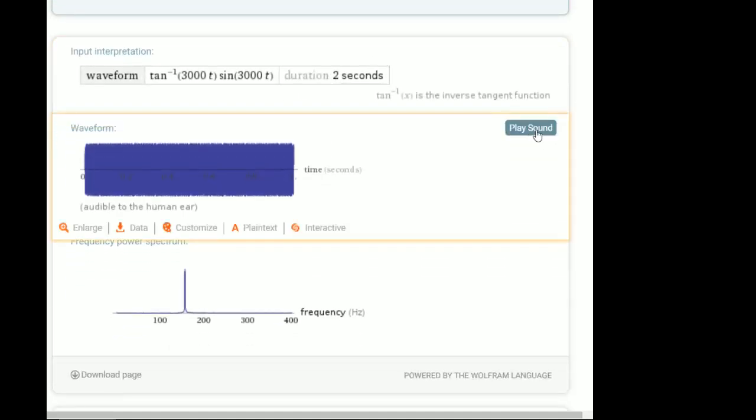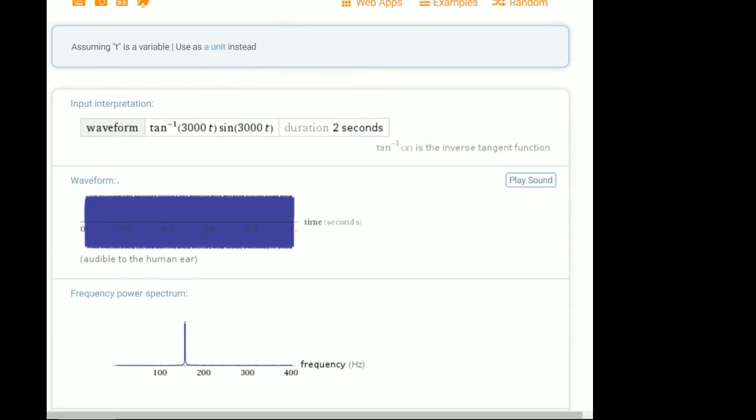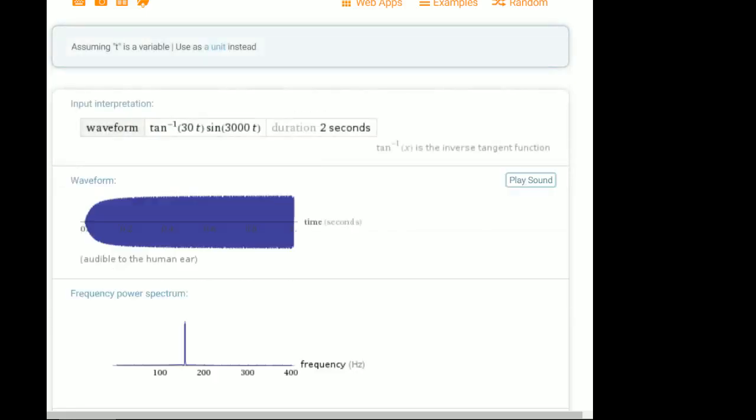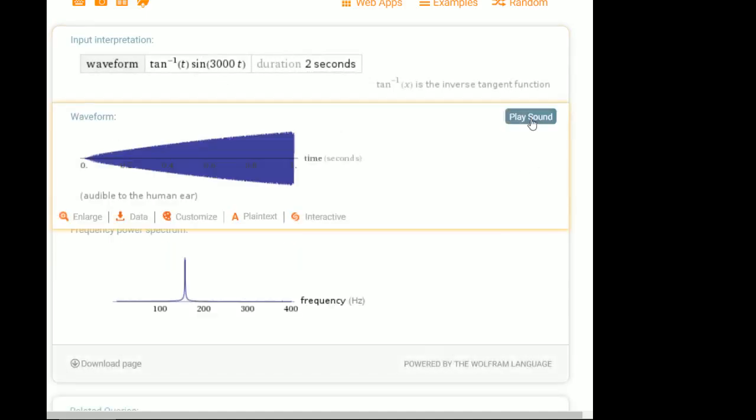Okay, so that looks like this. I think the amplitude is too large. Now you can see that it starts with a low amplitude and then it converges to a bigger amplitude. Still too large. How about arctangent t? Okay, you can listen and notice that the amplitude is getting bigger.